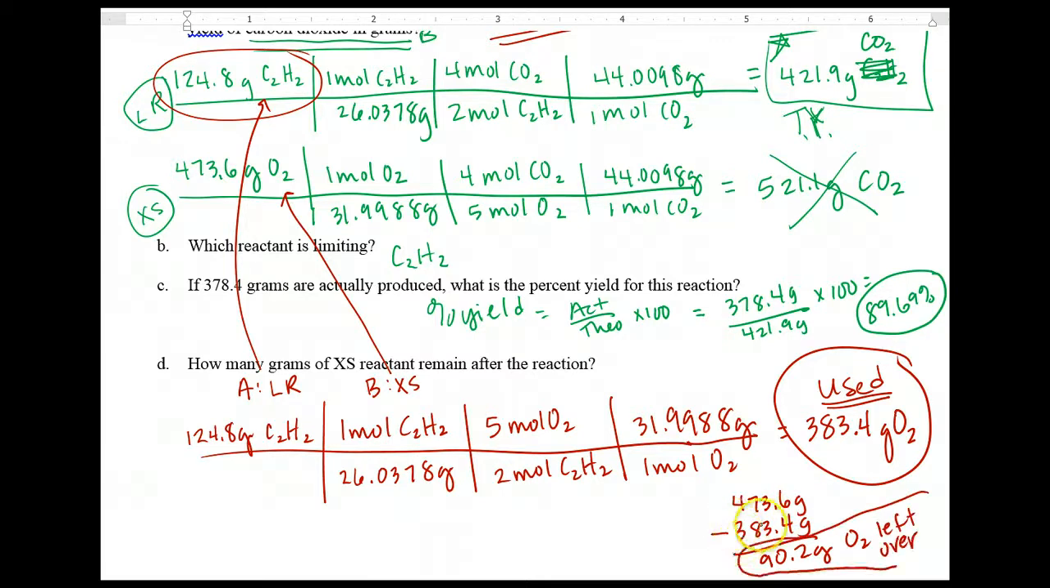So if this was a process we were using in an industry setting, let's say, if we were purchasing oxygen to do this reaction, we'd probably want to start with a little bit less of it in our reaction, because at the end of this reaction, 90.2 grams of oxygen would be left over. And if I'm paying for that oxygen, then clearly that would be a waste of money for my company. That brings us to the end of section 3.7. Please see me if you have questions.